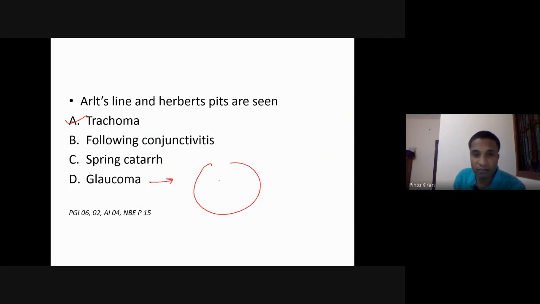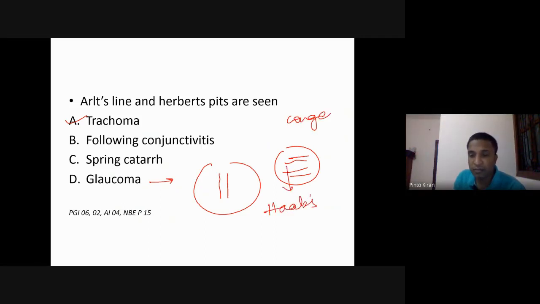In glaucoma, there is something known as Haab's striae, especially in congenital glaucoma. What are these Haab's striae? Whenever there is a raised intraocular pressure, the Descemet membrane will rupture, so there will be a line formation. These are known as Haab's striae, and there will be a corneal edema. In glaucoma, you should remember these Haab's striae.